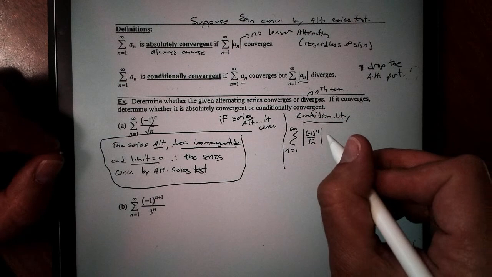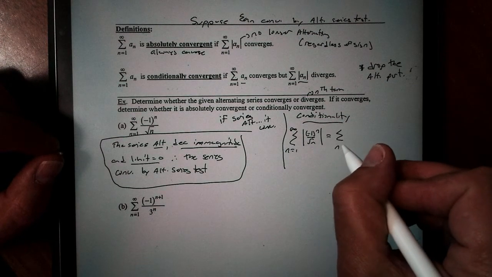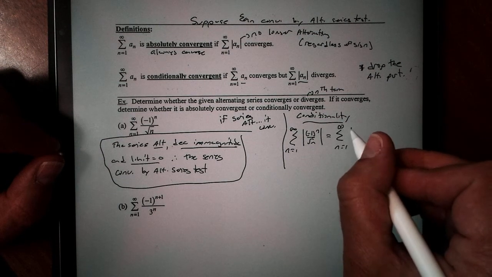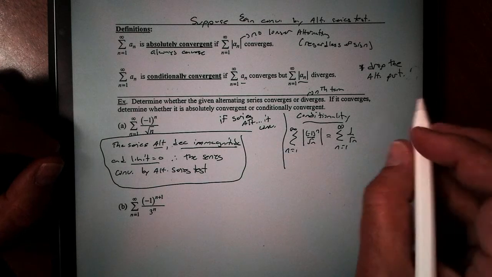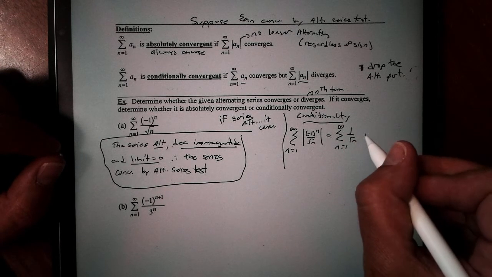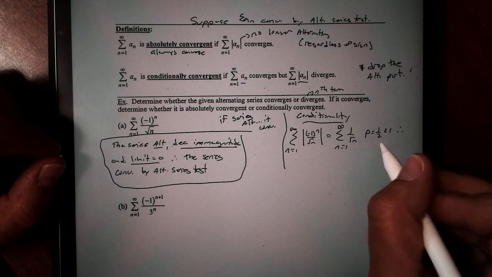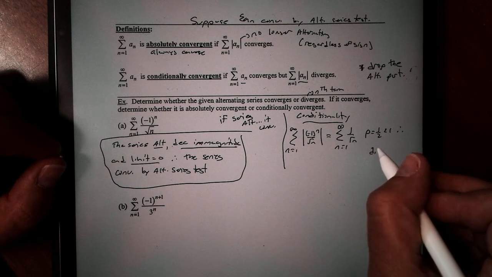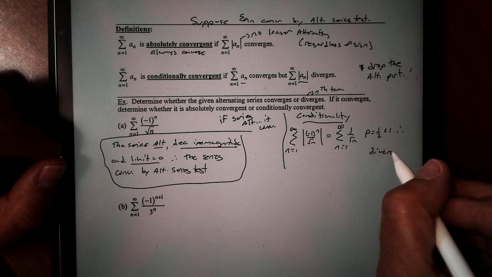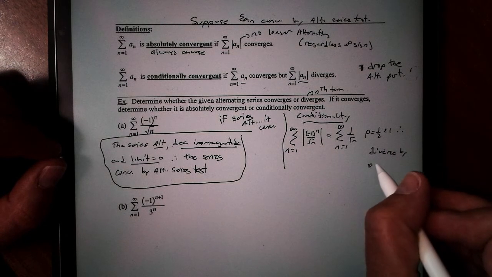If I get rid of the absolute value, we're going to get this: the sum from n equals 1 to infinity of 1 over the square root of n. And notice, this is a p series. P here is 1/2. This is less than 1. Therefore, this will diverge by p series.